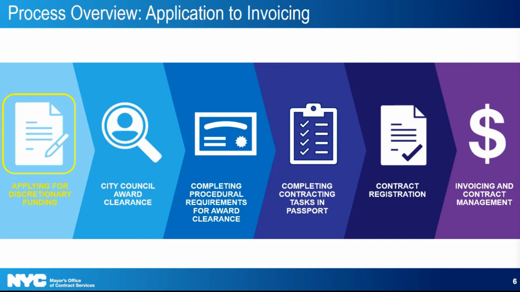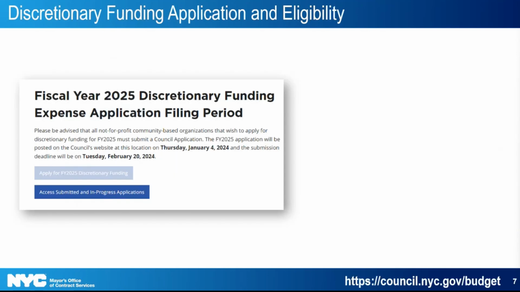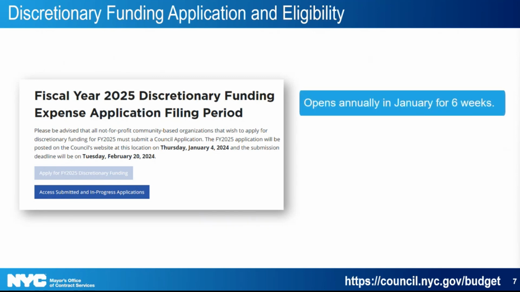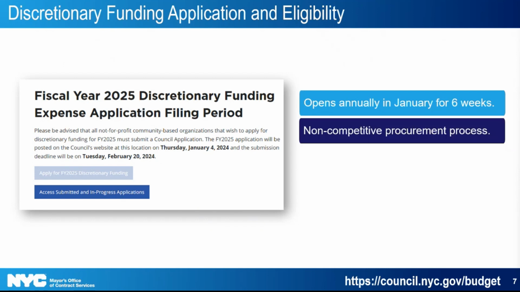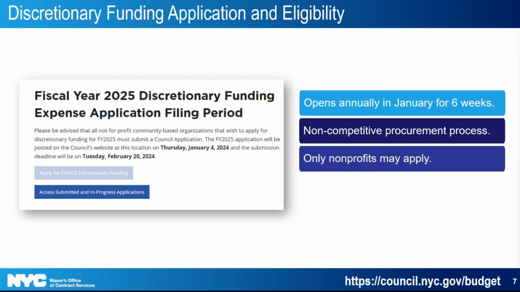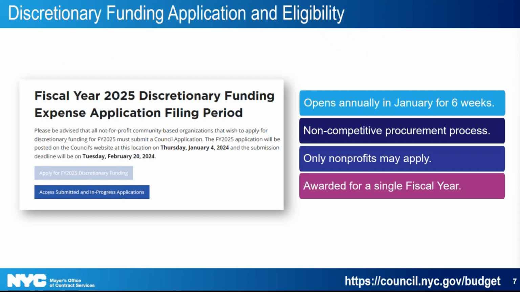The first step of the discretionary process is applying for discretionary funding. Organizations that wish to receive discretionary funding must apply via the City Council application and must continue to submit an application to City Council each year that they wish to receive funds. The application can be found on City Council's website, and it opens annually in January for approximately 6 weeks. This is a non-competitive process, and this funding is only available to nonprofits. Additionally, awards are made for a single fiscal year.